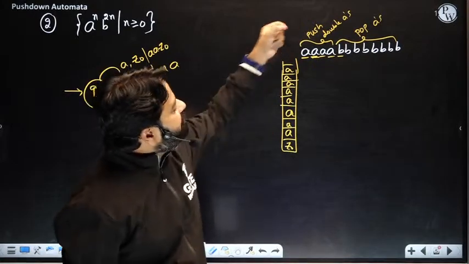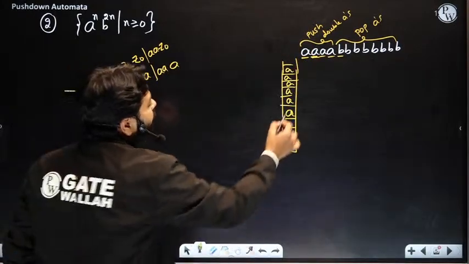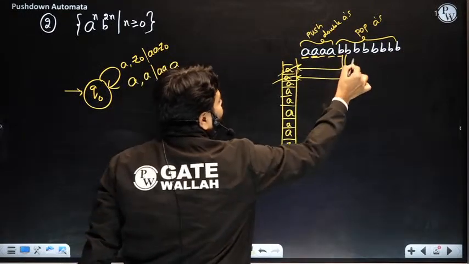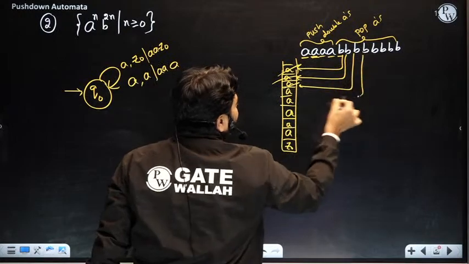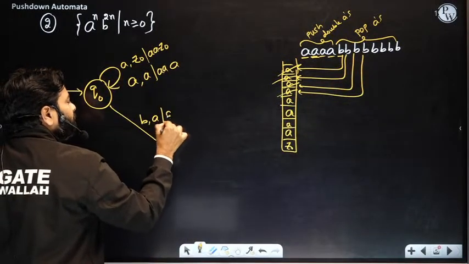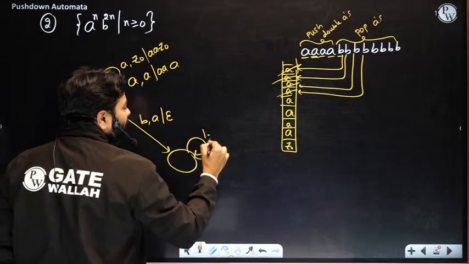Every a pushes 2 a's, every b pops 1 a. So how do you do that? Every b pops 1 a. That's it. We went to some other bad situation, but that's wrong, right? Every b just pops 1 a. 1 b, 1 a only. Then only it will match exactly.